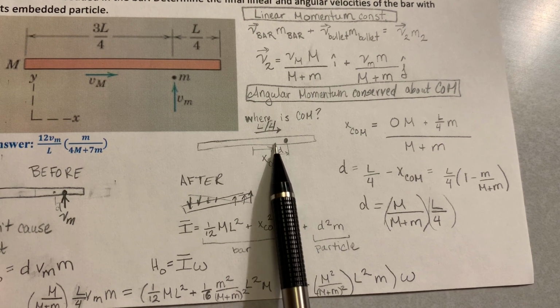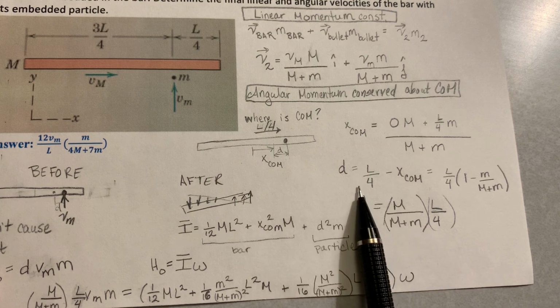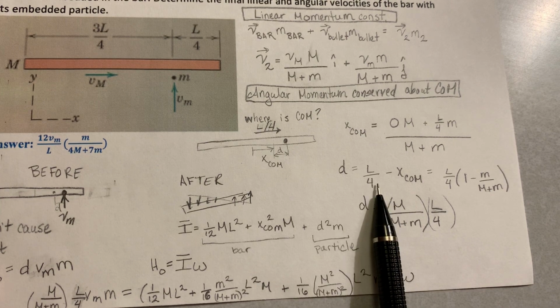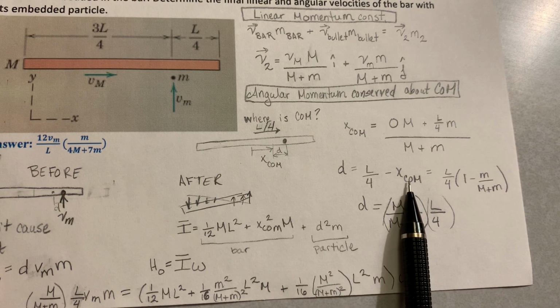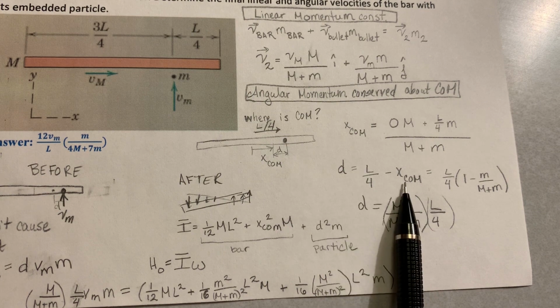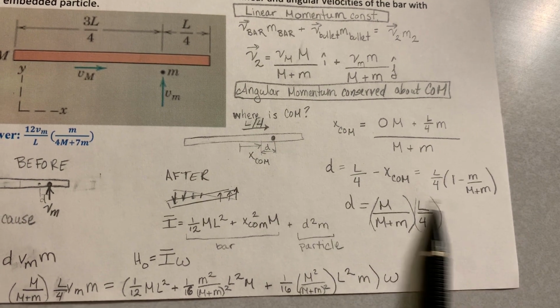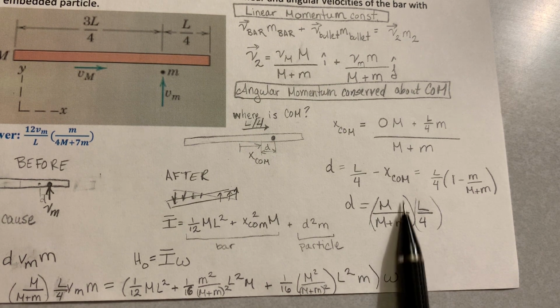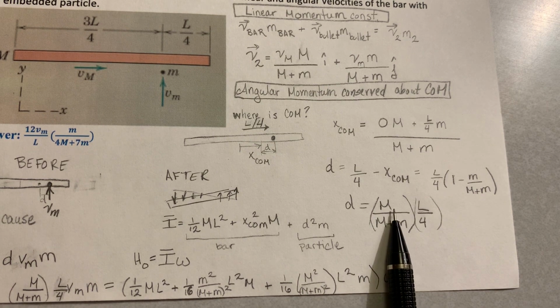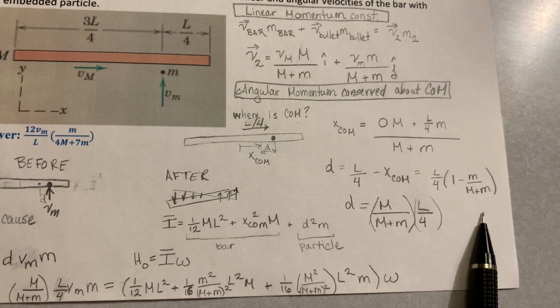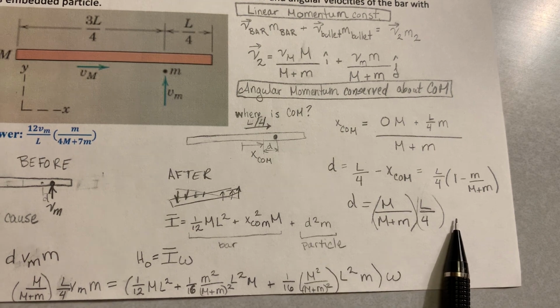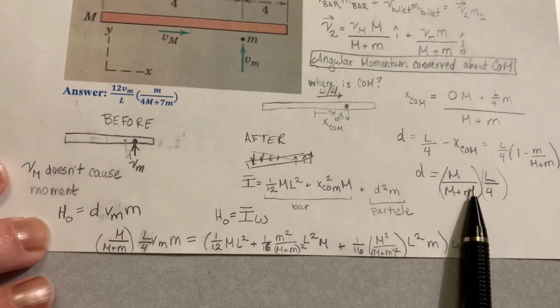If this is the center of mass and there's going to be some distance d, then we could have L over 4 minus x, and here we can solve this. This should look pretty familiar. It's kind of the same as this, only now this is big M and this is little m. So you can get some expression for d, and now let's plug this in.